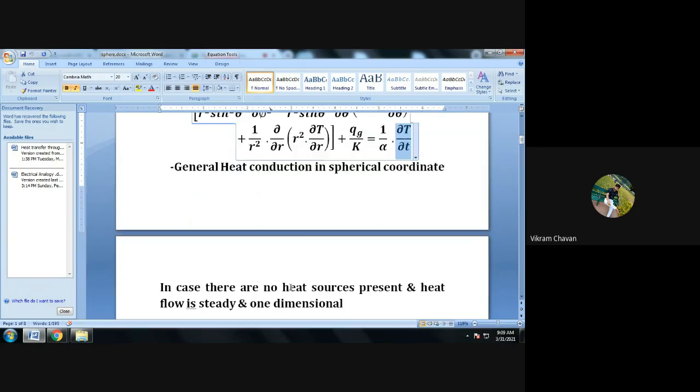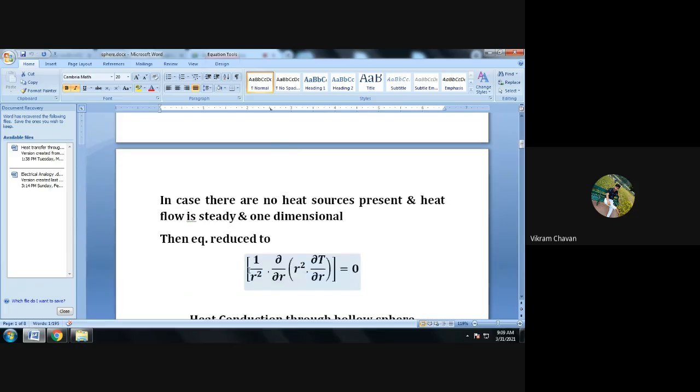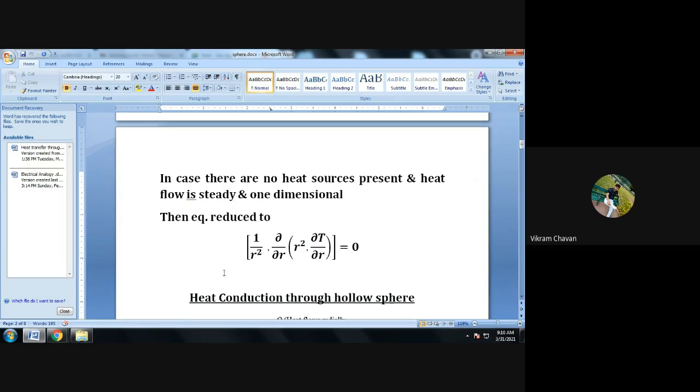So our equation will be converted, in case there are no heat sources present and the heat flow is steady and one dimensional. In this case, the general heat conduction equation in a spherical coordinate system will get reduced into 1 upon r square multiplied by the partial differential with respect to r of the bracket r square multiplied by dT/dr, is equal to 0. That we have discussed in the last lecture.